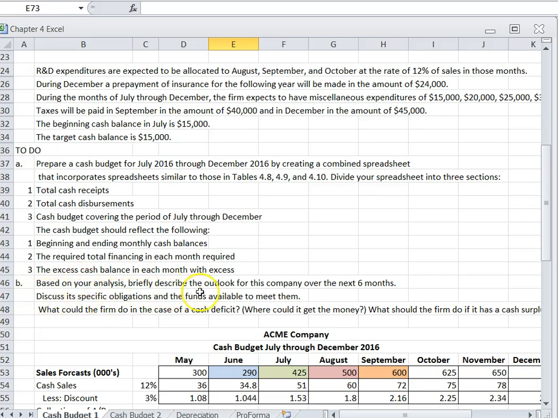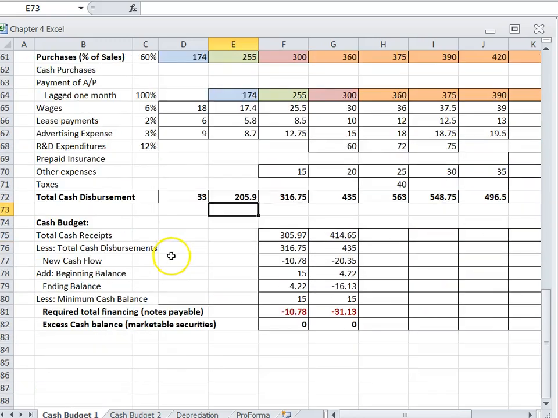Based on your analysis, briefly describe the outlook of your company over the next 6 months, discuss the obligations and the funds available to meet them, and what could the firm do in case of a cash deficit? Where could they get the money? Okay, so these are some text-based questions. Let's go down to the cash budget.